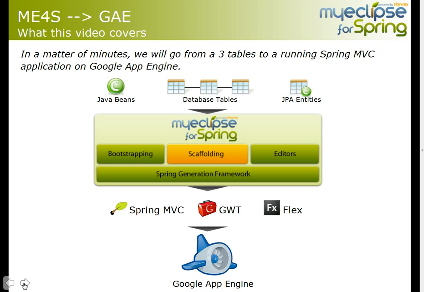So with this new feature, users will be able to quickly scaffold applications for Google App Engine, streamlining deployment to the Google Cloud. And using the power of MyEclipse for Spring scaffolding, you can use existing Java beans, JPA entities, or database tables and generate fully functional Spring applications that are built to run on Google App Engine. And MyEclipse for Spring tailors and optimizes the generated code and configuration files so the application is ready to run on GAE.